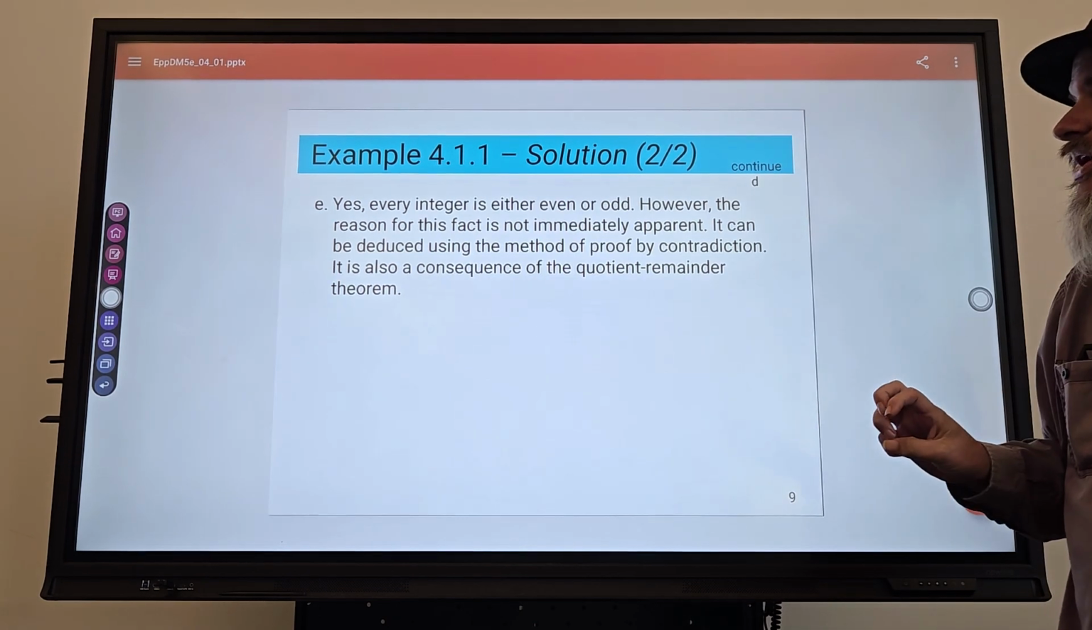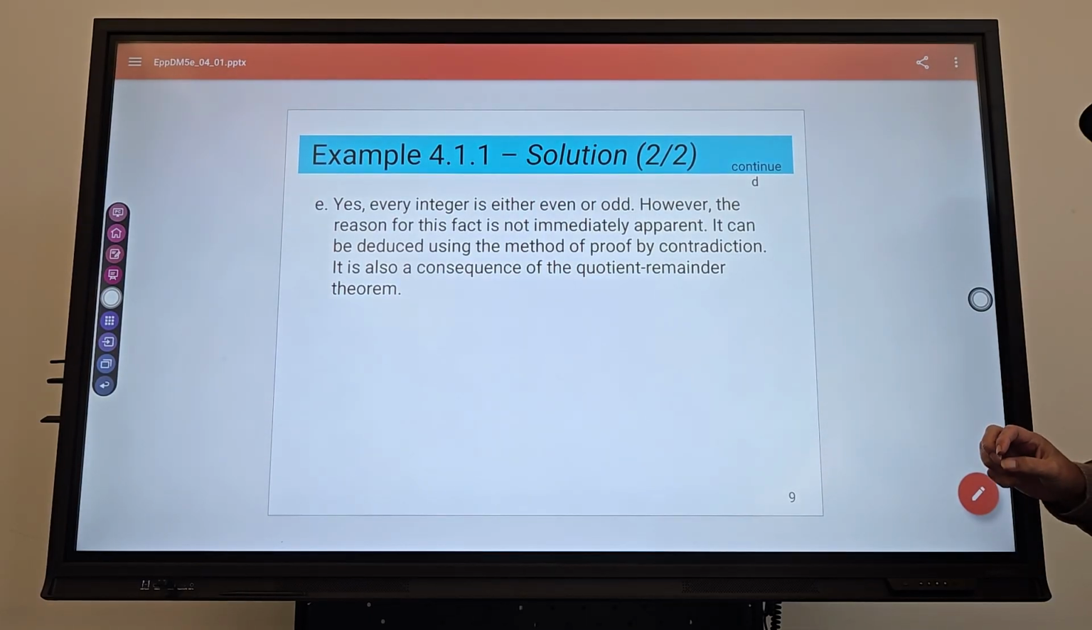And the last one, every integer is either even or odd. However, the reason for this fact is not immediately apparent. It can be deduced by using the method of proof by contradiction. It is also a consequence of the quotient remainder theorem, which we will get to later.